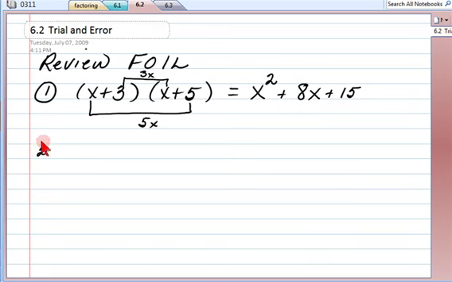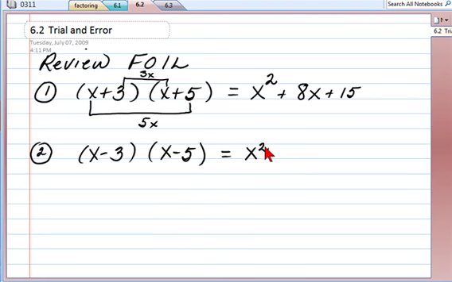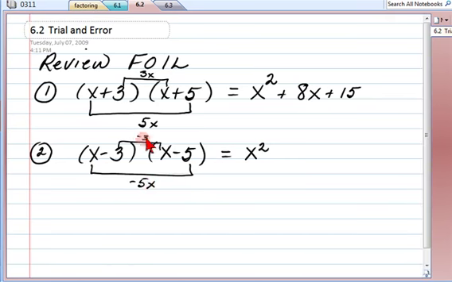Let's take a look at another example. And the only thing I'm going to change up in this is I'm going to make it x minus 3 times x minus 5. Once again, the product of the first is x squared, x times x. The outer product this time is negative 5x, and the inner product is negative 3x. They're both negatives, so what do we do? Add them up, keep it negative, negative 8x.